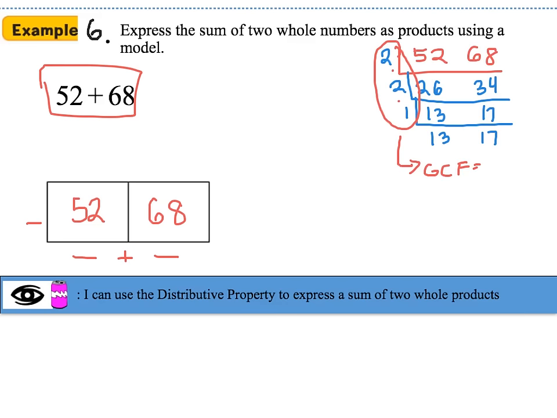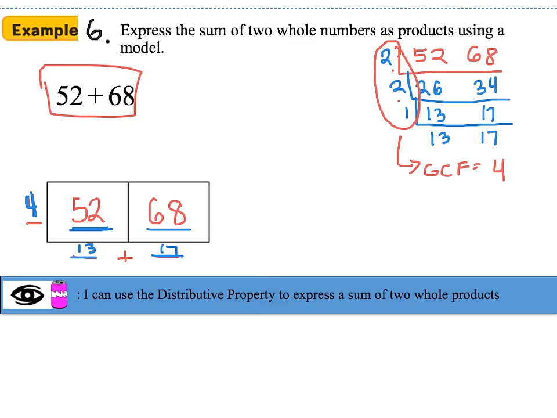And the greatest common factor would be 4. So the greatest common factor would go on the left-hand side of our model. So let's write the 4 here on the left-hand side. And in order to figure out the other side, or the missing sides of our model, let's go ahead and divide the area by the greatest common factor. So 52 divided by 4 is equal to 13. And you can check your answer because 13 times 4 is equal to 52. And then you can say 68 divided by 4 gets you 17. You can check your answer because 17 times 4 is equal to 68.